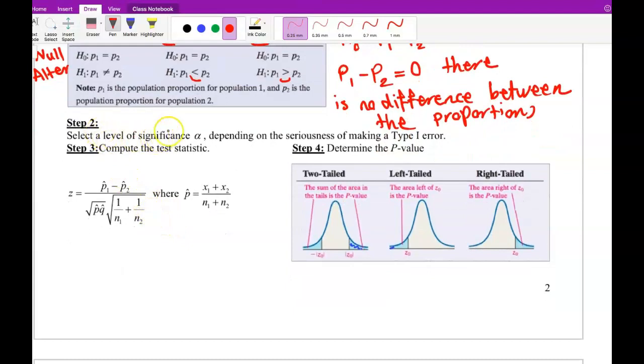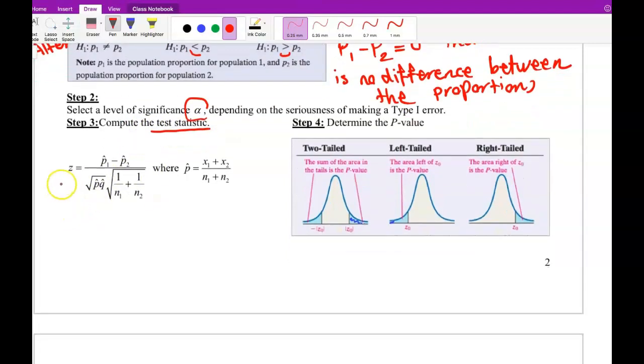Okay, then step 2, finding what alpha is. Alpha is the level of significance, and that depends on the seriousness of making a type 1 error. Then step 3, compute the test statistic. What that means is finding Z.